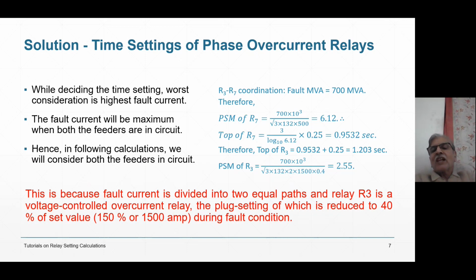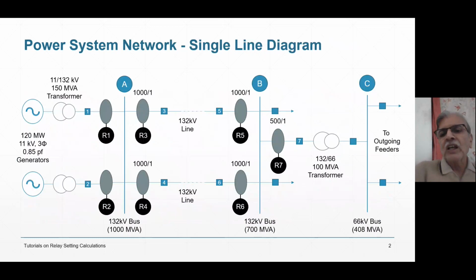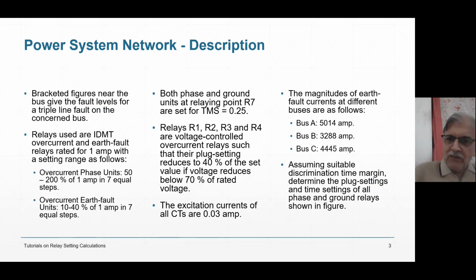So for that we will do R3, R7 coordination, because R3 or R4 is backing up R7. And when we do R3, R7 coordination, we have to consider fault level 700 MVA, my dear friends. I have to consider 700 MVA because it is on bus B, just beyond R7, that is just beyond breaker 7. If on bus B it is 700 MVA, just after breaker 7 it may be 699 or 698 MVA. So practically 700 MVA, so the worst fault current is 700 MVA.